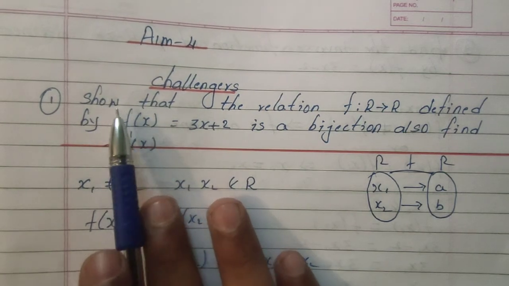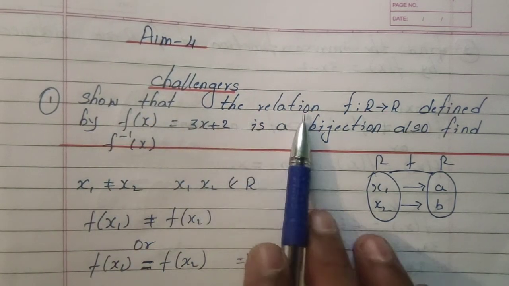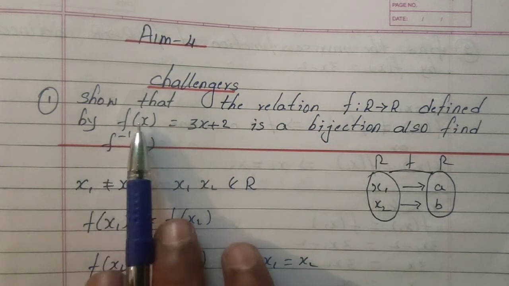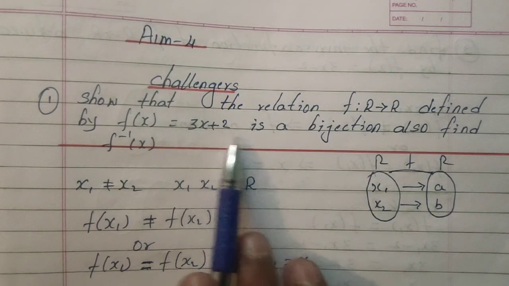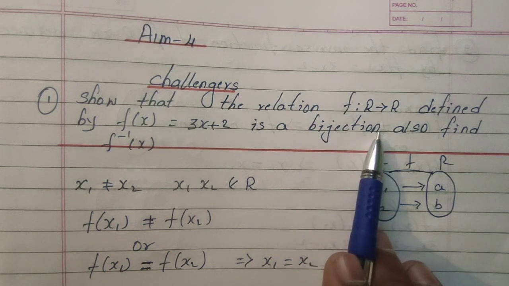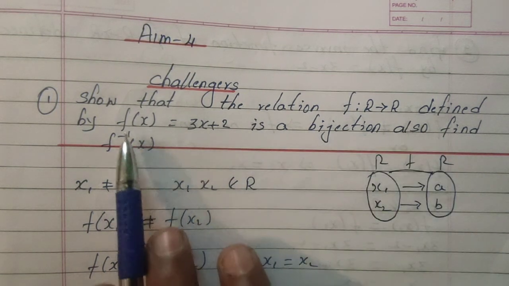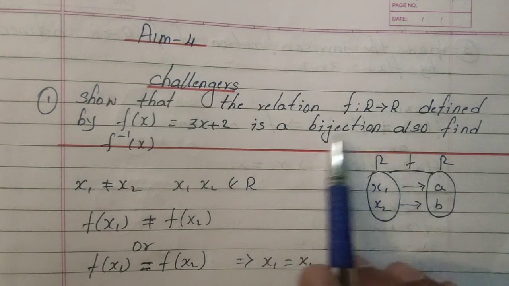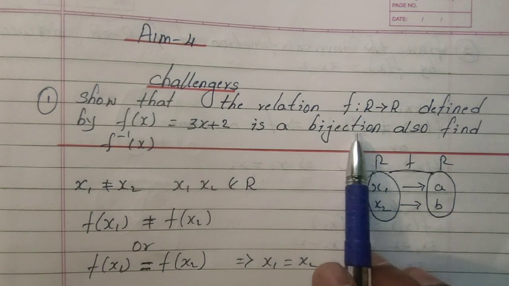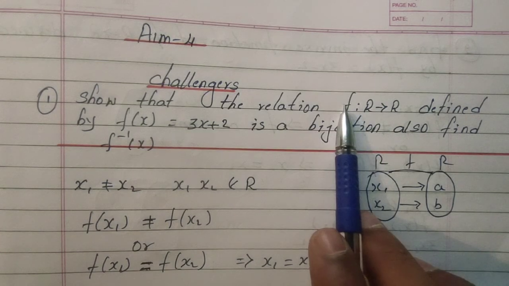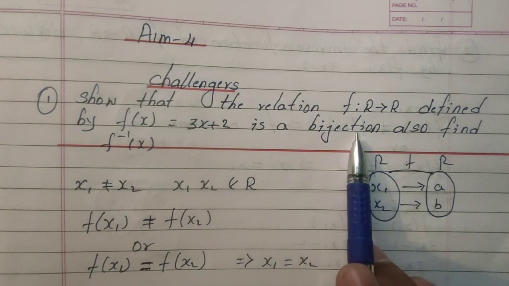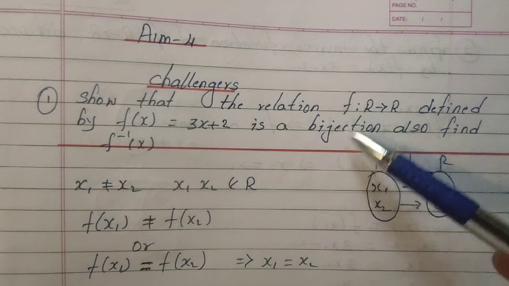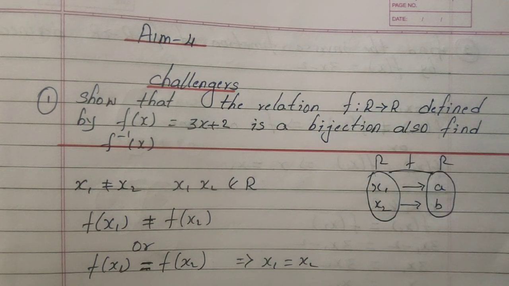The first question: show that the relation f from R to R defined by f of x equals 3x plus 2 is a bijection. Also find f inverse of x. First, what is bijection? Bijection means if the function f is one-to-one and onto, then f is said to be bijective.